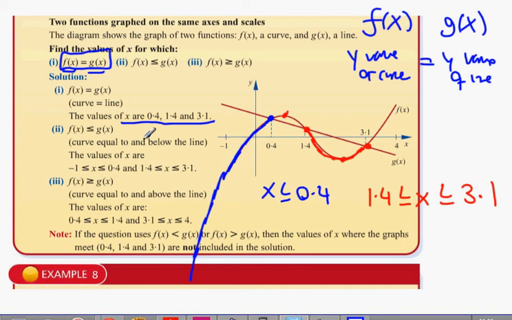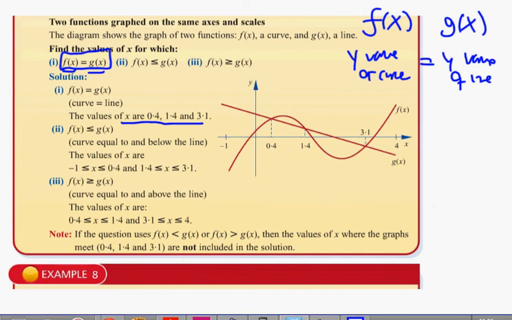Okay. Next thing, guys. F of x is greater than g of x, okay? F of x is greater than g of x. What happens now, guys? F of x is greater than g of x. Above the line. So it starts here and ends here. 0.4 less than or equal to x less than or equal to 1.4. Then it starts here again and goes upwards, which would be x greater than or equal to 3.1.